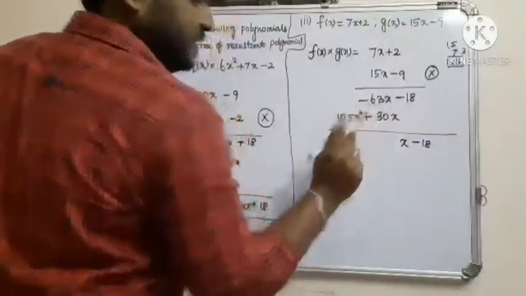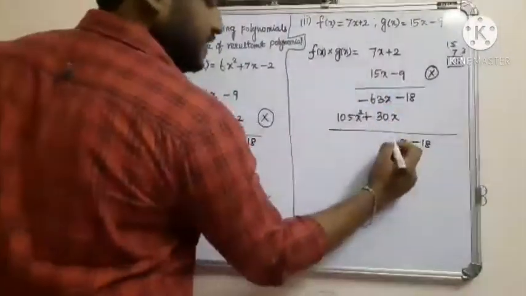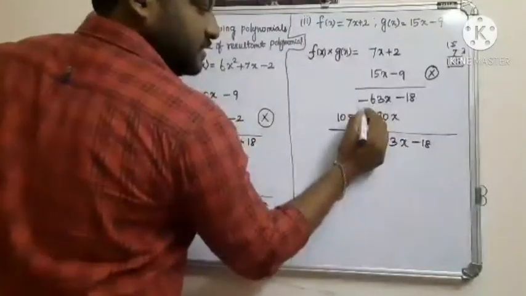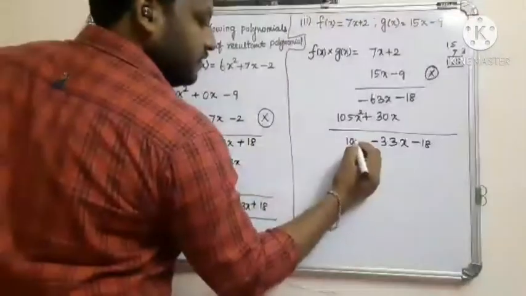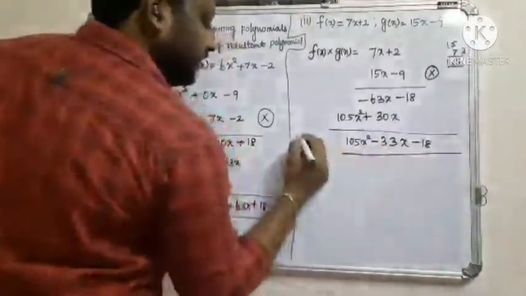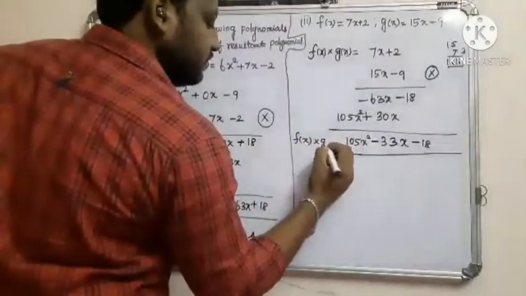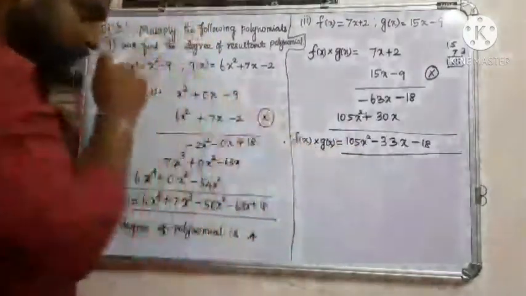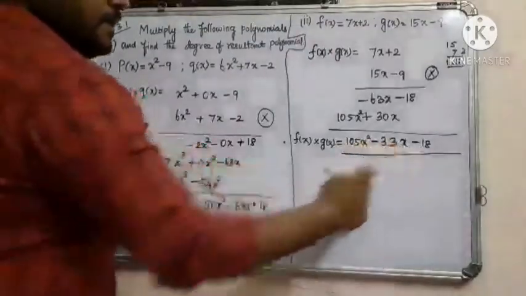So minus 63 plus 30. You have to subtract, since the signs are different. So 3 minus 0 is 3, 6 minus 3 is 3. The highest number's sign is minus, so minus 33. 105 x square. So this is the value of f of x into g of x, which is equal to 105 x square minus 33x minus 18.